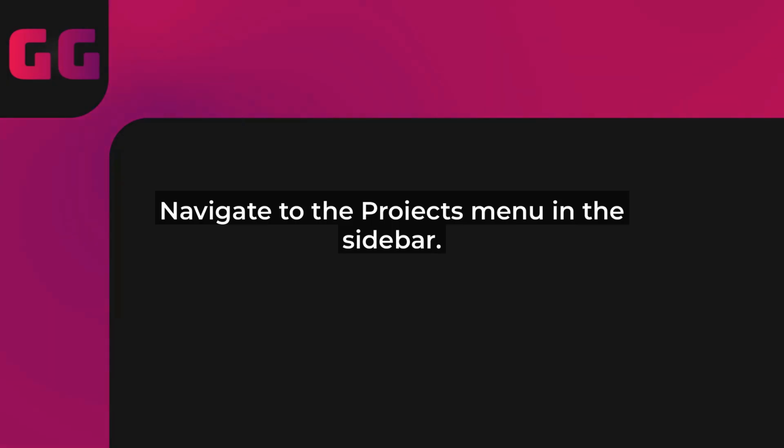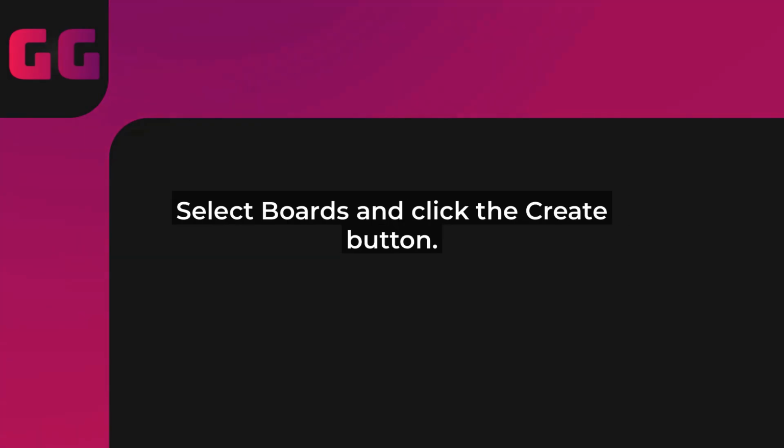Next, click on Projects in the sidebar. This will open a list of your existing projects. From there, select Boards. It's often a submenu option. If you're new, you might see a prompt to create your first board. Now, hit the Create button, usually located at the top of the page.